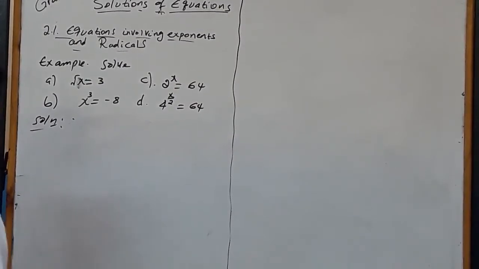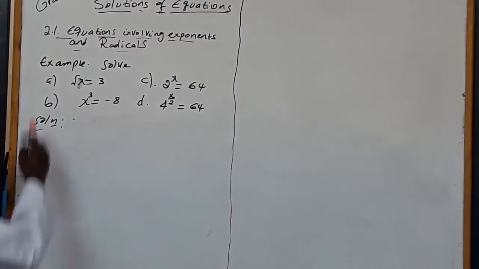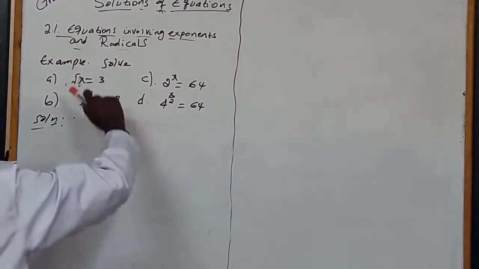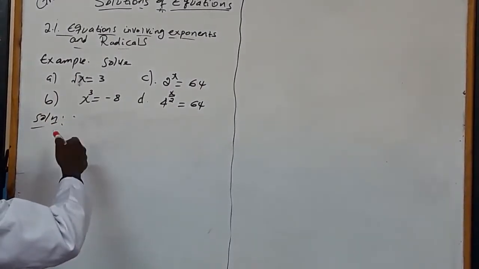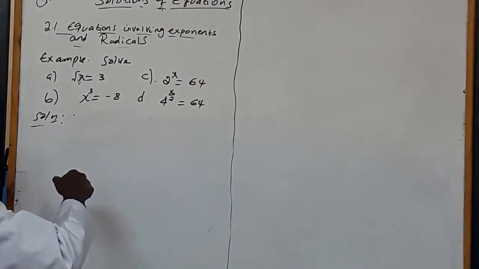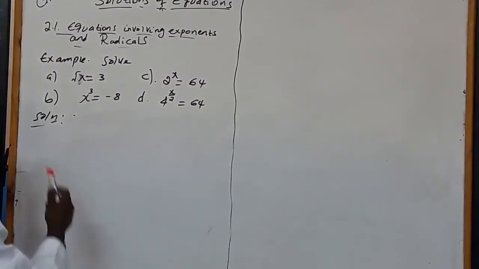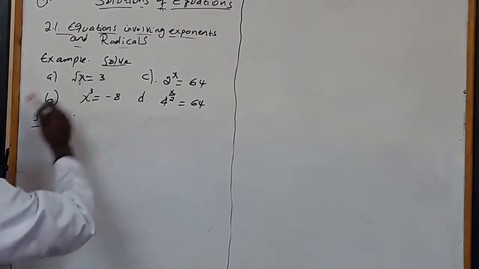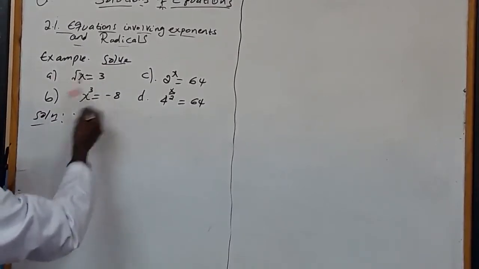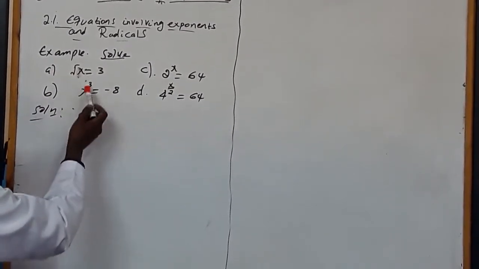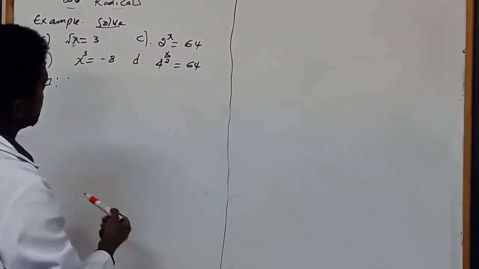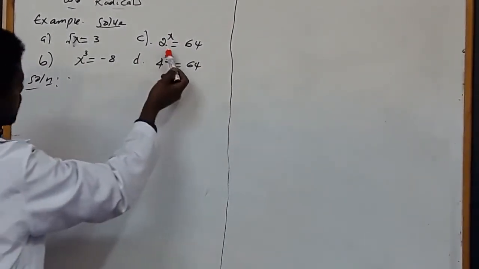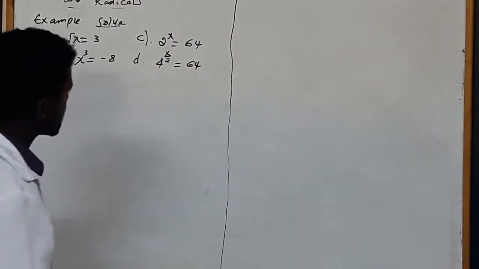So today we are going to see equations involving exponents and radicals. In this case, we are going to solve equations having exponents and radicals. For example, solve here. A: the square root of x is equal to 3. B: x cubed is equal to -8. C: 2 to the power of x is equal to 64. D: 4 to the power of x over 2 is equal to 64.